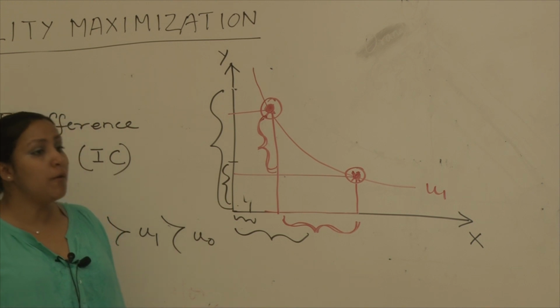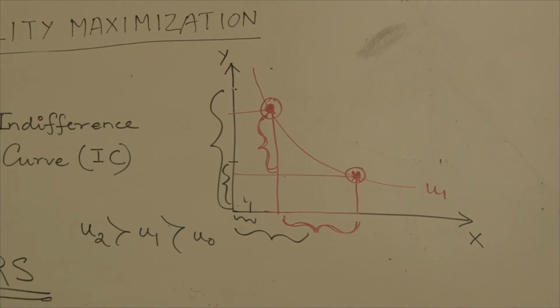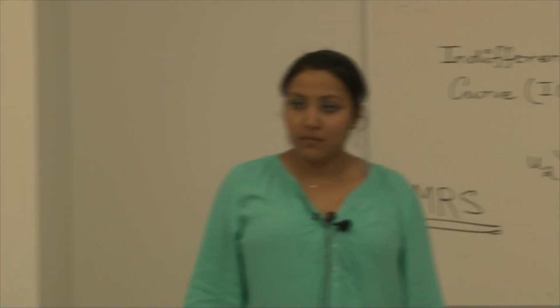So, the slope of the indifference curve basically shows you the rate of substitution between the two goods for which you would be indifferent. The rate of substitution between two consumption bundles. Okay?